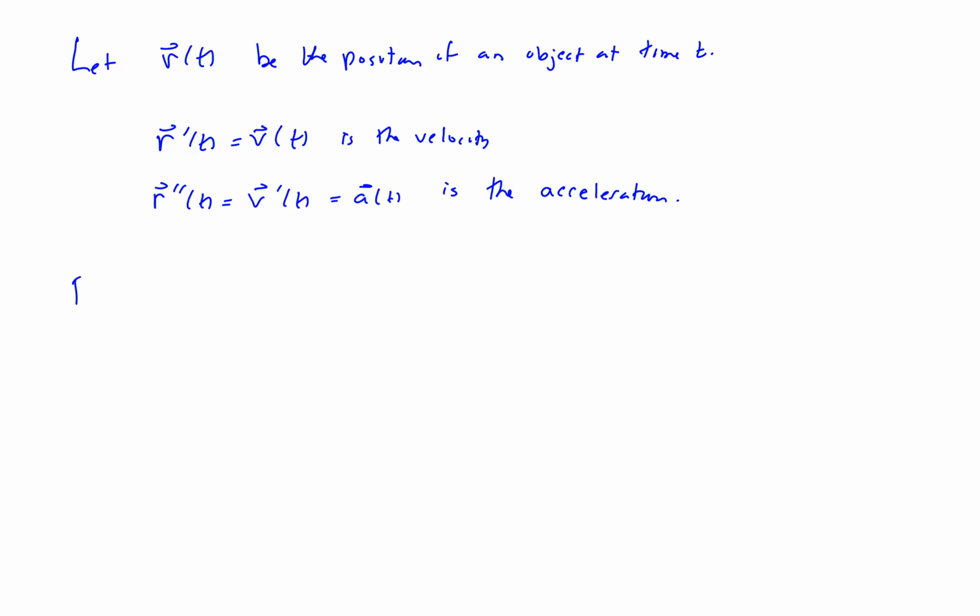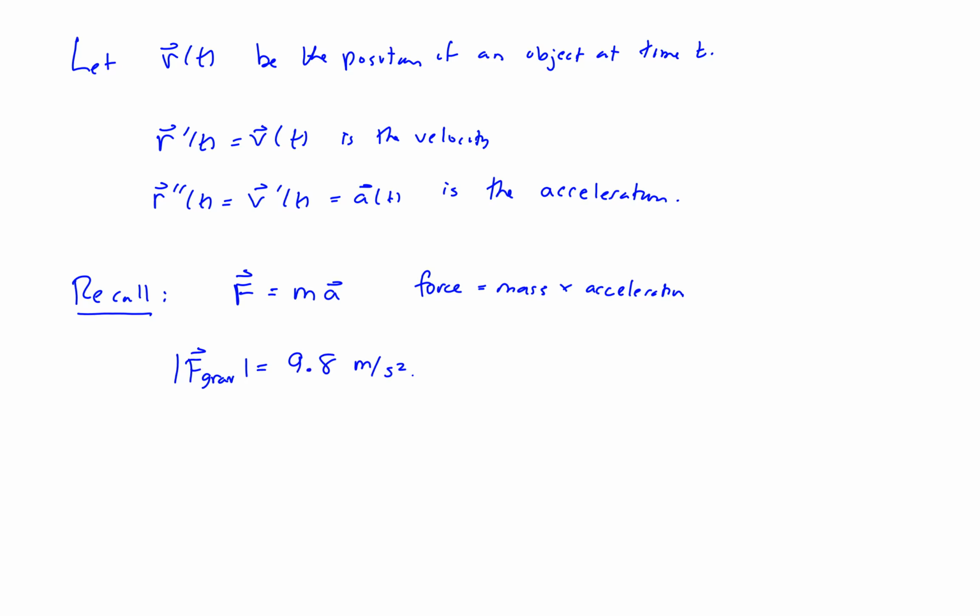So let's just recall a couple of things here. In general, the force is given by the mass times the acceleration. And then if we're looking at the force of gravity on Earth, we're going to take the magnitude of this as 9.8 meters per second squared. So those are a couple of things from physics that we'll want to remember.